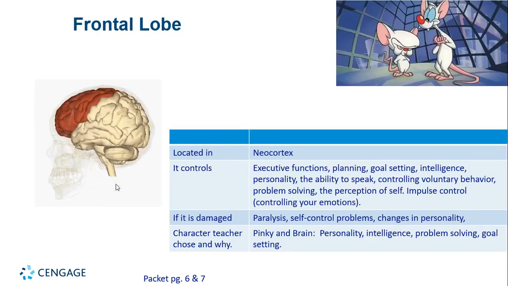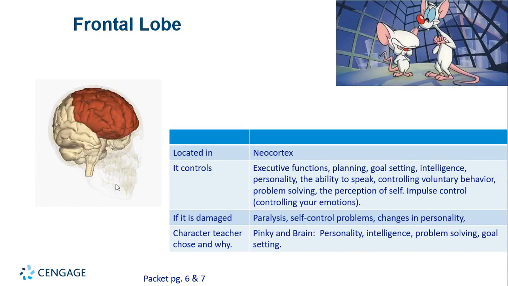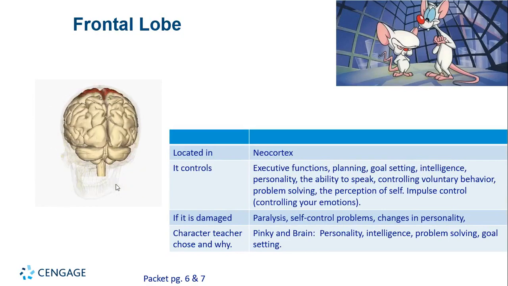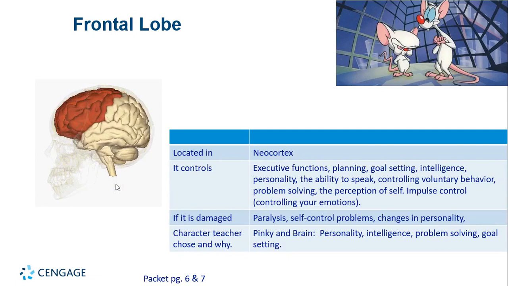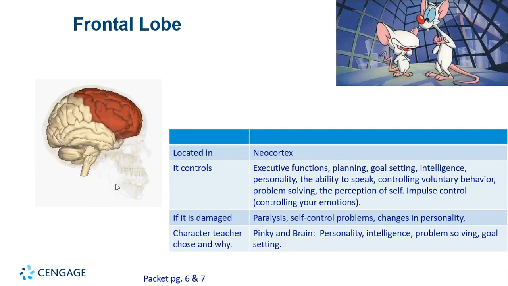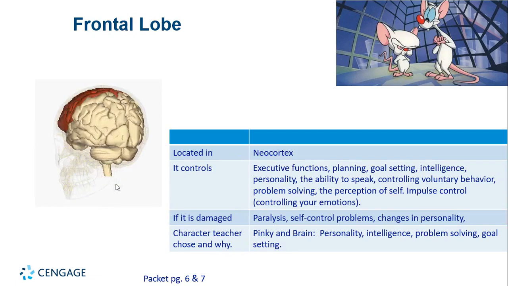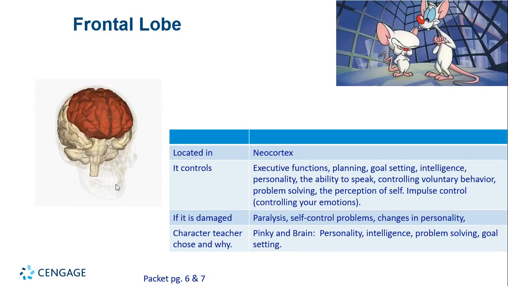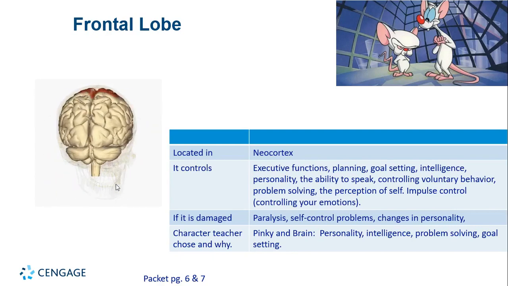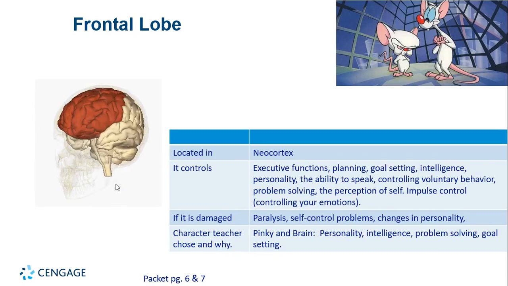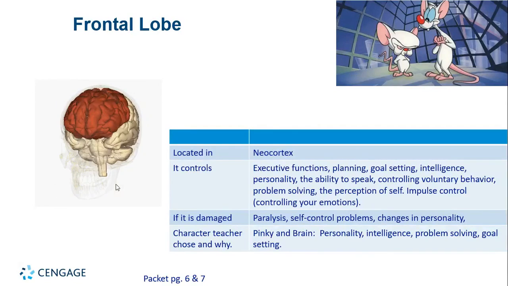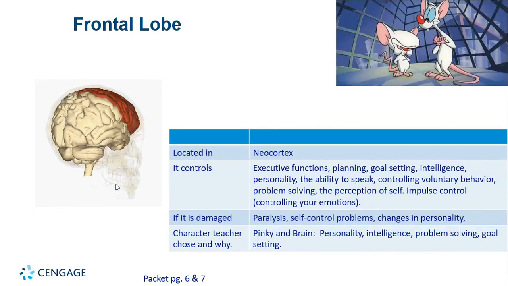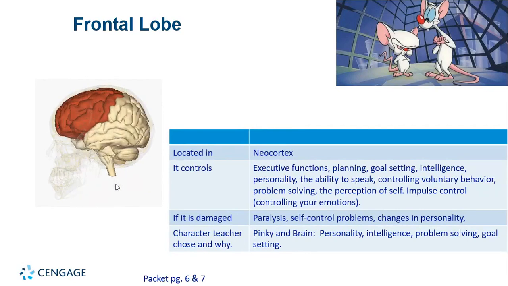If you were to put your hand in front of your forehead or on top of your forehead and just spread out your hand as far as possible, this is your frontal lobe. If there's a part of the brain that's you, this is the part of the brain that's you. This is your personality, your hopes and dreams, your goals, your ability to have self control, your ability to move your body voluntarily, your ability to speak, problem solving, perception of self, impulse control. This is all your frontal lobe.